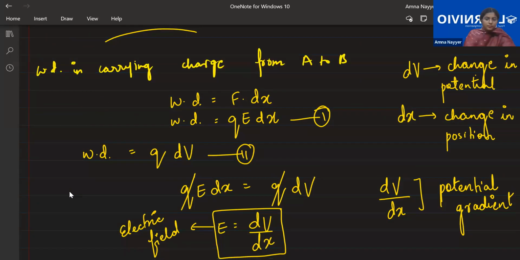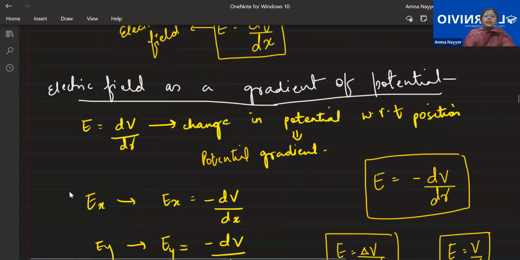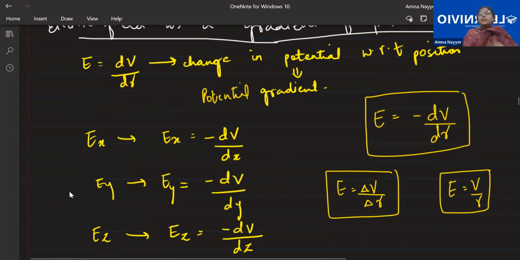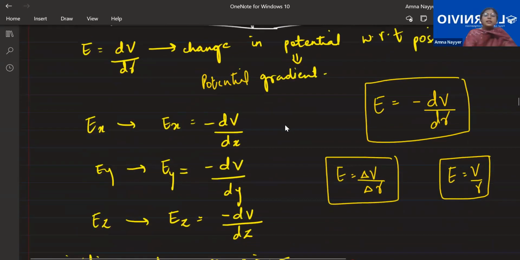Yes, ma'am. Okay. Then for the electric field, if the change is very slow, you can differentiate it as dV over dx. If the change is significant, you can use delta V by delta R. If only position and potential are given to you, you can use V by R. For X, Y, and Z axes separately, you can differentiate with respect to their own individual axis. What is important from here is the conclusion part. From this, is it clear, this part?